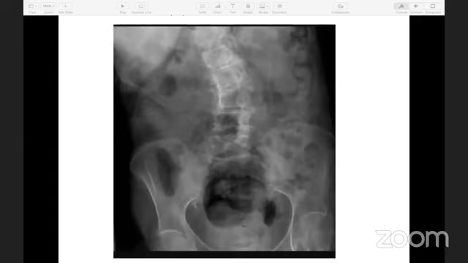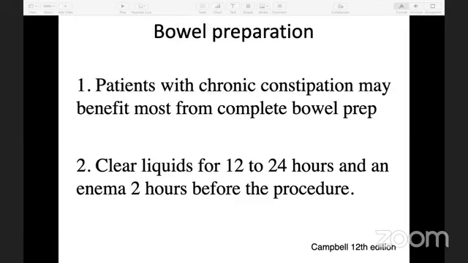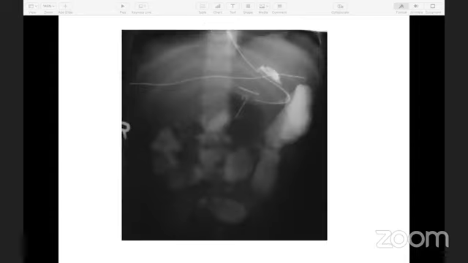You can see the bowel gases obscuring anatomical details. Bowel preparation for X-ray KUB needs clear fluids for 12 to 24 hours and an enema 2 hours before the procedure. However, you need laxative in patients who are chronically constipated. This residual contrast from previous study obscures all the fine details.